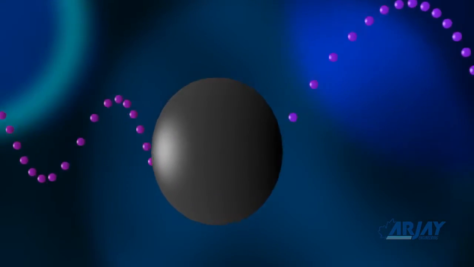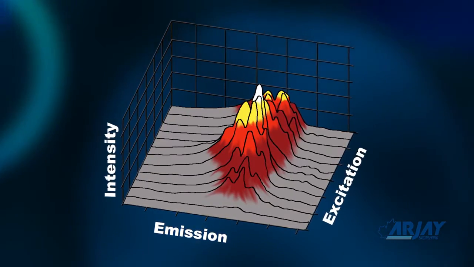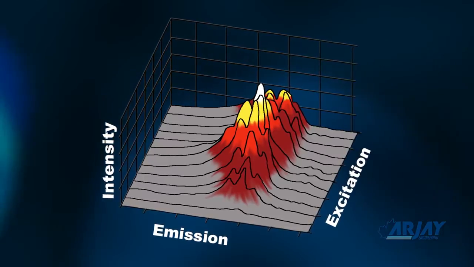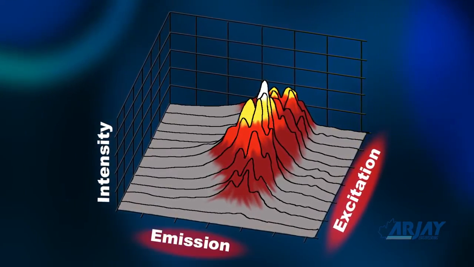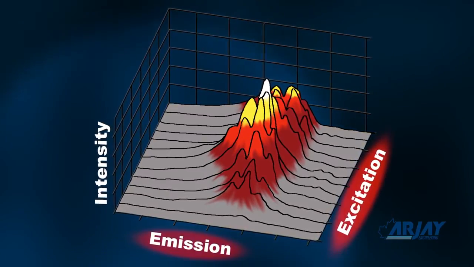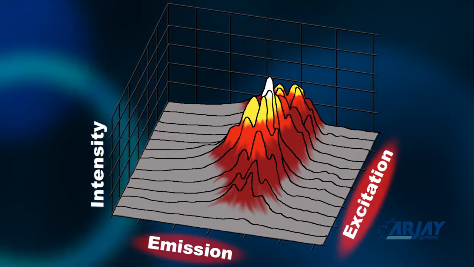Hydrocarbons are amongst these molecules that fluoresce. Each will have its own unique absorption wavelength and emission wavelength. This is called a peak signature. By filtering both the excitation wavelength and the emission wavelength, ARJAY is able to exclude fluorescing compounds in the stream that are not within the oil signature.